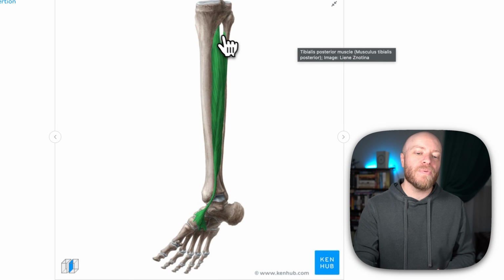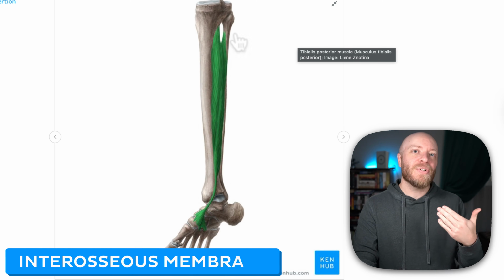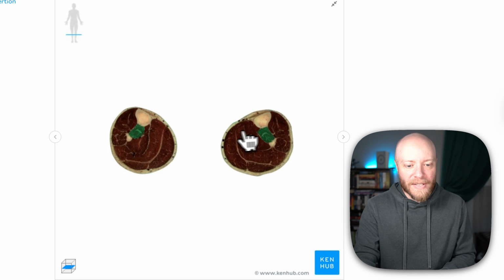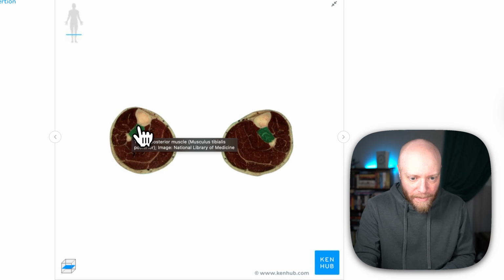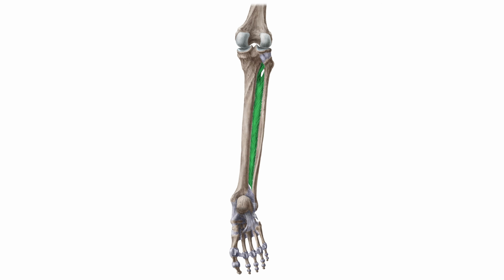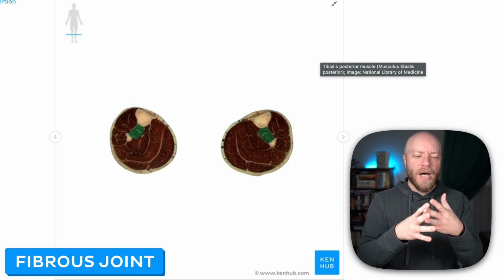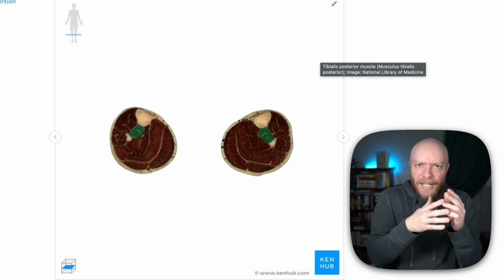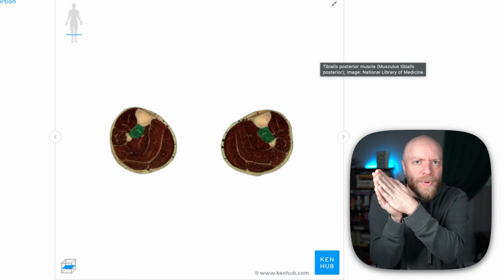And there's something that's actually pretty unique about the tibialis posterior: it also originates on the interosseous membrane. So we can't really see that here, but if we go to this cross-sectional view, I want you to picture that right in between these bones, right in between the tibia and the fibula, is going to be a membrane. Right, this is going to be a fibrous joint. This is basically a bunch of connective tissue that is there to help disperse and distribute energy as it's flowing between the tibia and fibula.